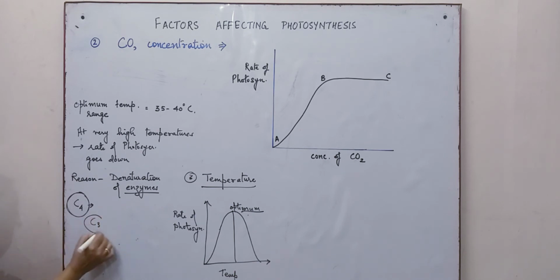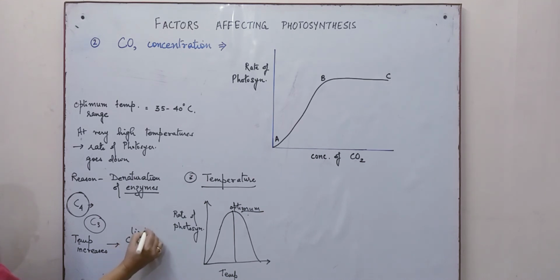The C3 plants do not have such a mechanism. So what is happening when the temperature increases? On increasing the temperature, it is limited by the CO2 concentration. So the limiting factor over here will be CO2 concentration. Also, it decreases the affinity. Rubisco enzyme has affinity for carbon dioxide, but this affinity also decreases with CO2.